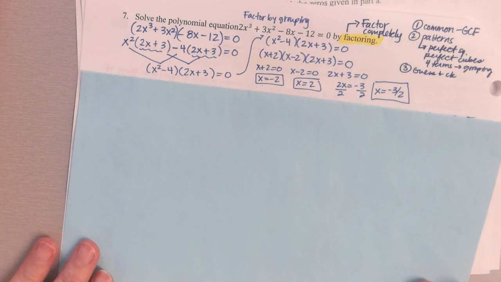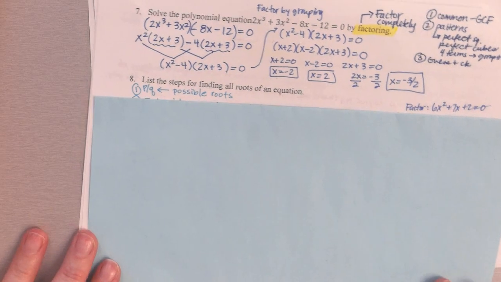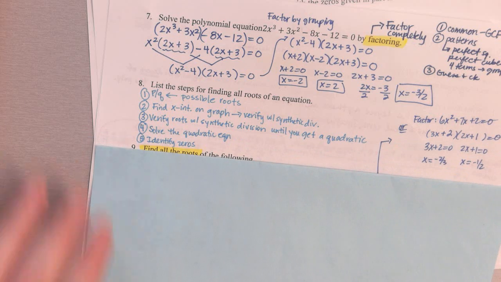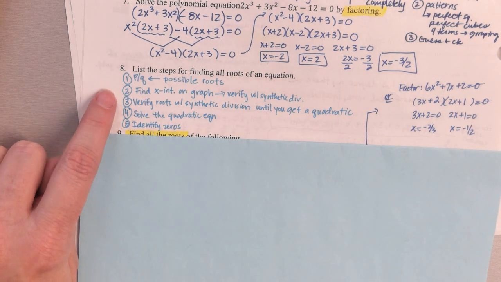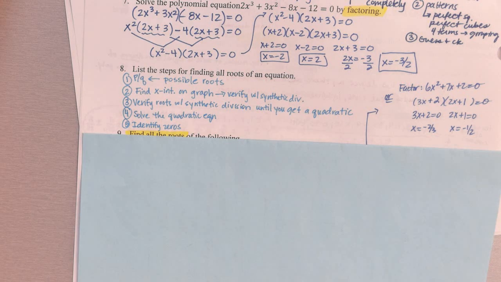All right, number 8. List all of the steps for finding the roots of an equation. So the first thing you do is you find the possible roots. That helps you so when you go to step 2 and you're finding the x-intercepts on the graph, you know what you're looking for. And then you are going to verify that with synthetic division. And then when you verify the roots with synthetic division, you have to keep going until you get to a quadratic. Remember, you want to make sure the remainder is 0 to verify the root.